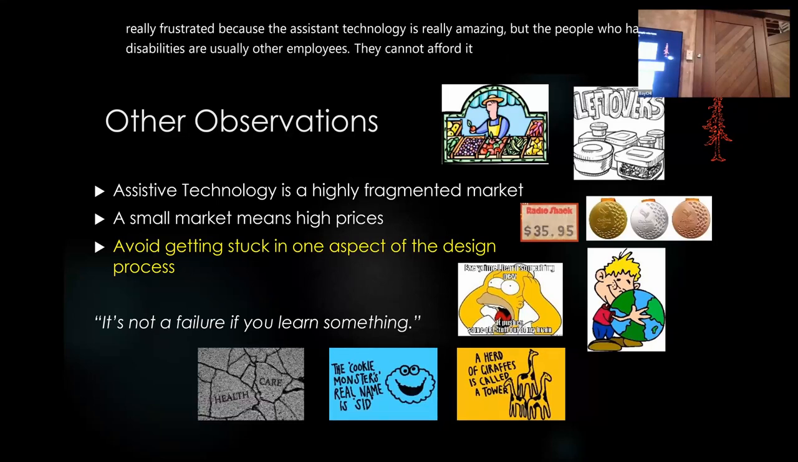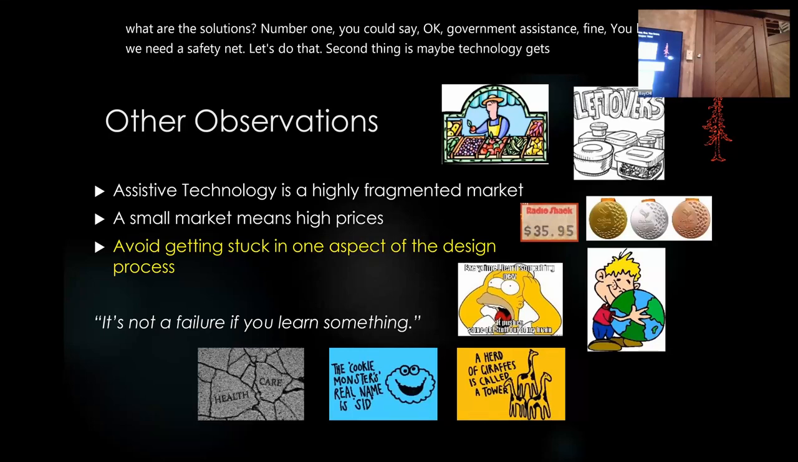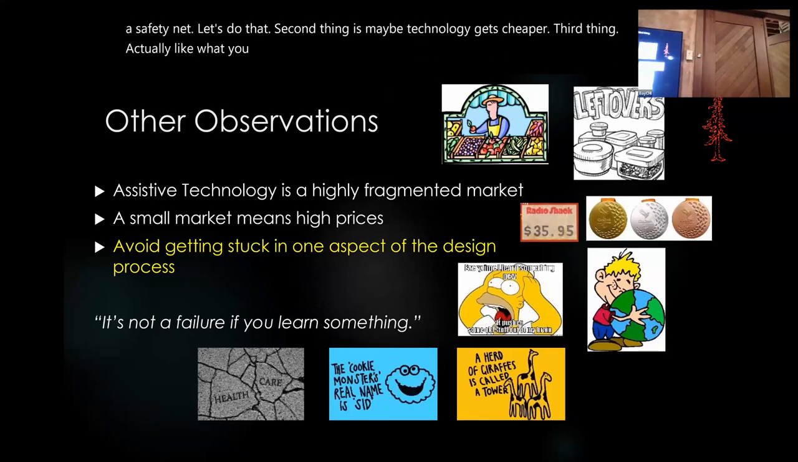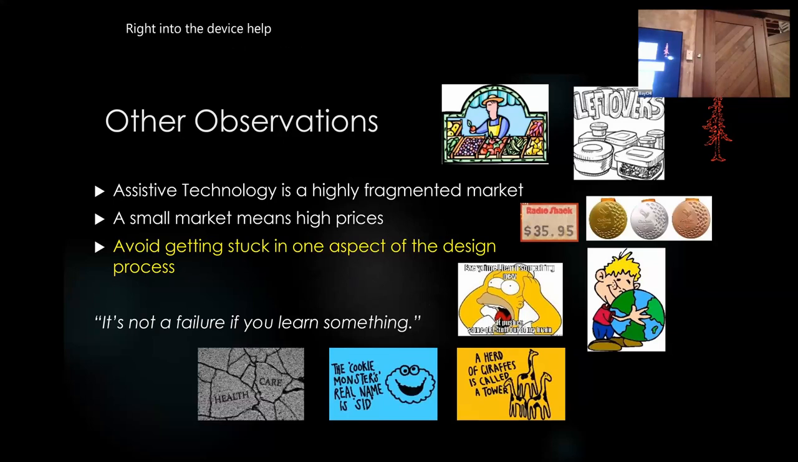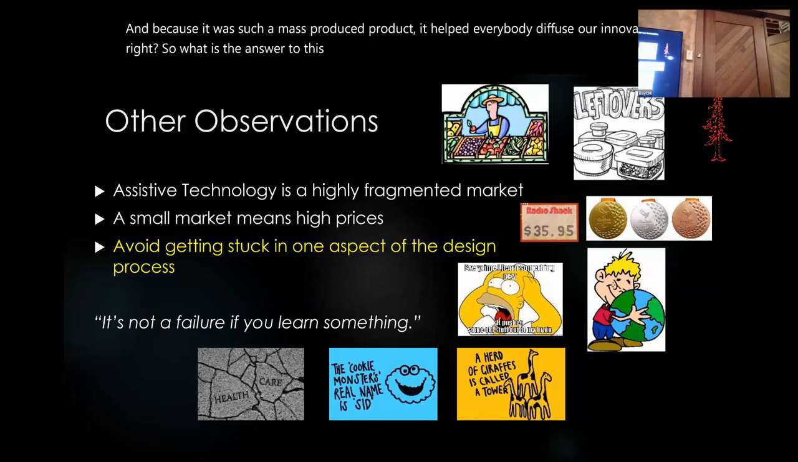So what are the solutions? Number one, you could say, okay, government assistance, fine. We need a safety net. Second, maybe technology gets cheaper. Third, actually like what you had said, universal design. Maybe the fact that Apple put accessibility into the device from the get-go helped everybody, including people with disabilities. And because it was such a mass-produced product, it helped everybody, the diffusion of innovation. So what is your answer to this challenge where you have people who cannot afford it, yet they need it? How do you cross that?